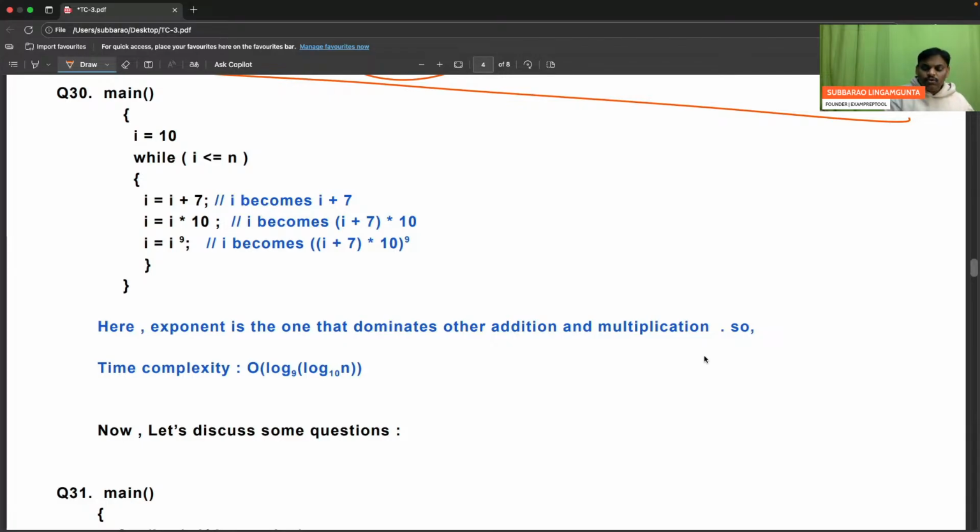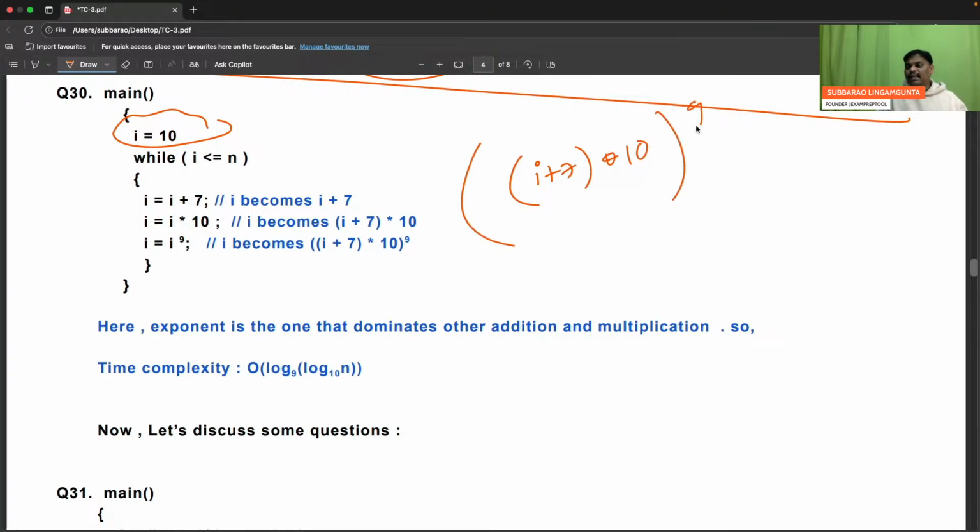Everyone see question number 30. Main, I is equal to 10, while I less than or equal to n, I is equal to I plus 7, I is equal to I into 10, I is equal to I power 9. Something like that is given. Already started with small, so inside you should increase. Let's see what he is doing. I plus 7 first, increasing. Next, whatever you have into 10, that is also okay. Next, whatever you have, whole power 9.